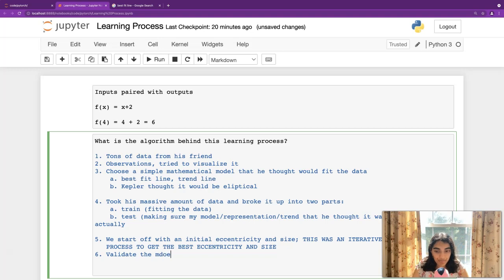Validate the model and the eccentricity and size on the test data. Okay, this is also called the validation set, because we're validating on it, right? We're making sure that it's correct. So yeah, he did this based on his own observations.